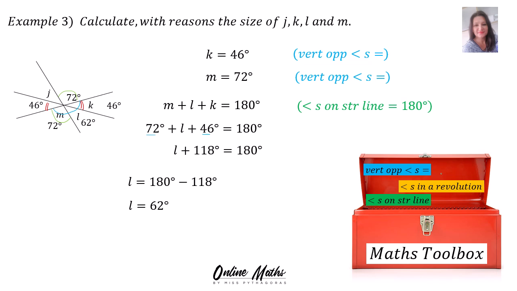And then to find J, do you agree this L and J will also be 62 degrees, and your reason, vertically opposite angles equal.